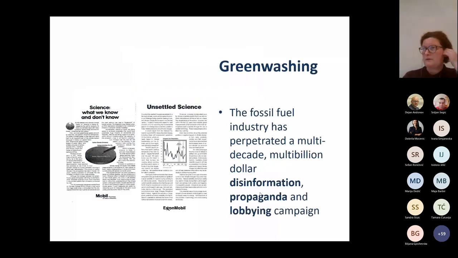And of course, big companies always do what we call greenwashing. The fossil fuel industry has perpetrated a multi-decade, multi-billion disinformation, propaganda and lobbying campaign. That is called greenwashing. For example, when a fossil fuel company says that they are concerned for you, we as journalists, we as communicators, should be really concerned that they are not concerned for us. We should be really concerned to understand the purpose of this greenwashing.